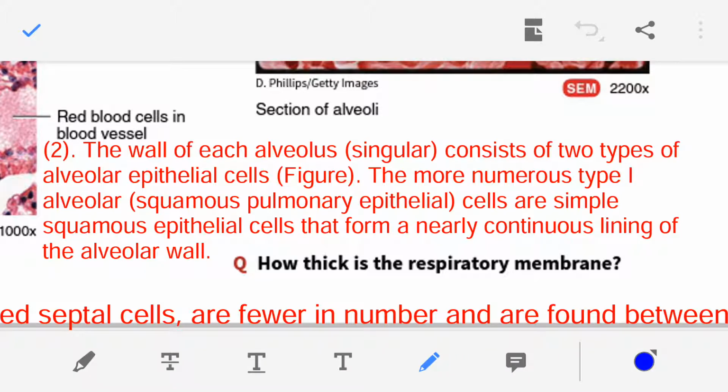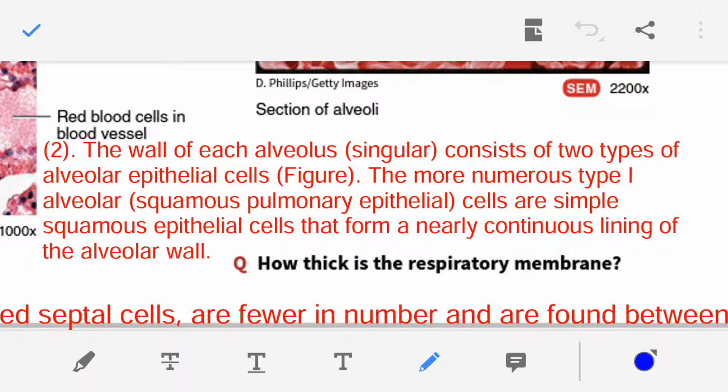So the wall of each alveolus, singular of alveoli, consists of two types of alveolar epithelial cell.